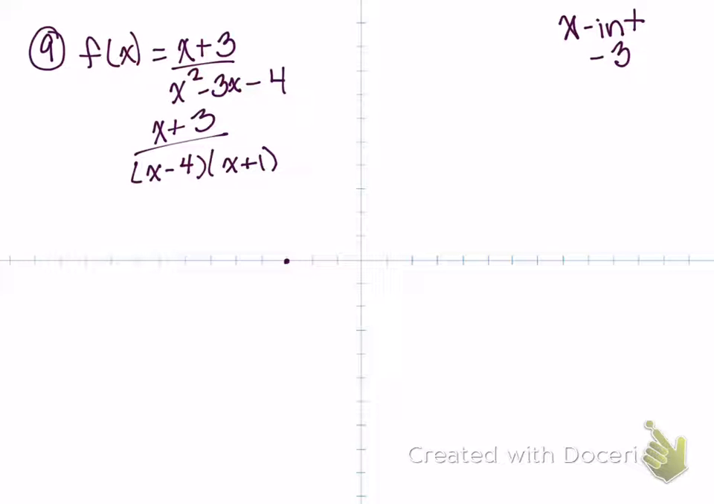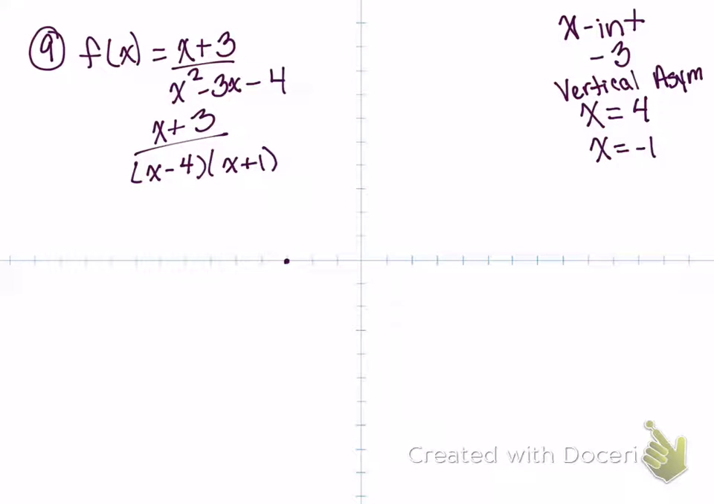Now in the denominator, I have x minus 4 and x plus 1. Neither one of those can be equal to 0. I cannot have 0 in my denominator at all. So when x is equal to +4 and when x is equal to -1, my denominator is undefined. So these are going to be my vertical asymptotes.